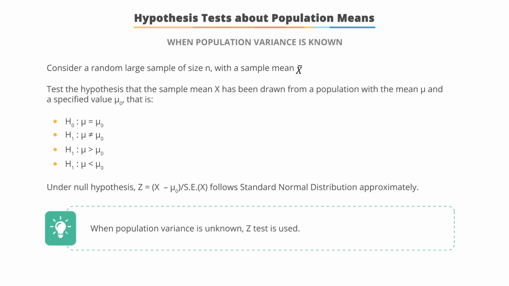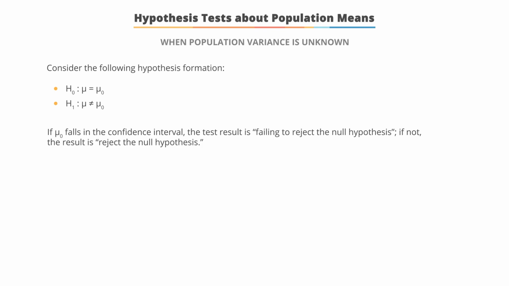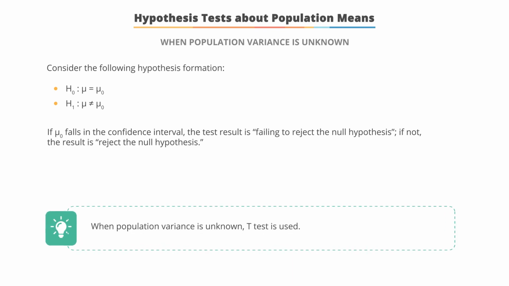When our population variance is unknown, we're basically going to use the z-test. So, same case, considering the following hypothesis that mu equals mu subscript 0, the alternative is that they're not equal. So if it falls within the confidence interval, we're going to fail to reject the null. Otherwise, we get to reject the null hypothesis. And here, where the population variance is unknown, we're going to use the t-test instead of the z.